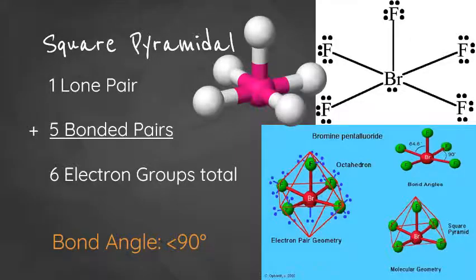There's a few more examples that we didn't really get to in class. I just wanted to show you what those looked like. Square pyramidal would be if we had a total of 6 electron groups, one of those being a lone pair. So 1 lone pair, 5 bonded pairs, 6 electron groups total. Those bond angles would be less than 90 degrees, and it would look like essentially a pyramid whose base is a square. So therefore we call it square pyramidal.